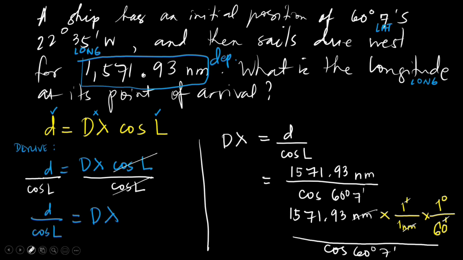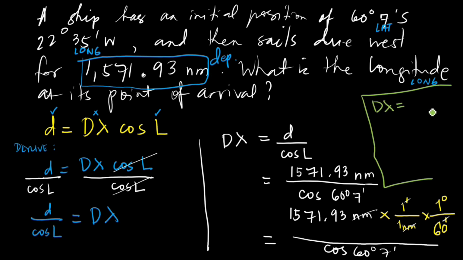Or if you want another way, you divide first the 1571.93 by cosine of 60 degrees and 7 minutes. Then after that, you convert the answer to degrees. So we have the difference in longitude, which is 52.58 degrees.